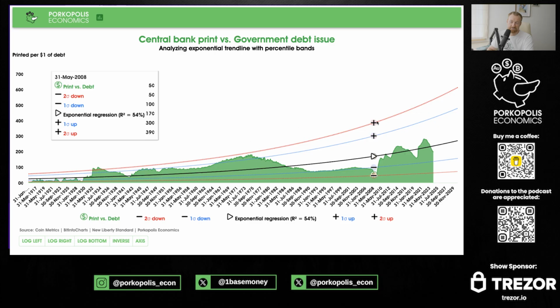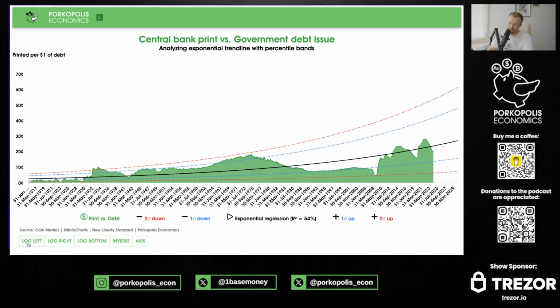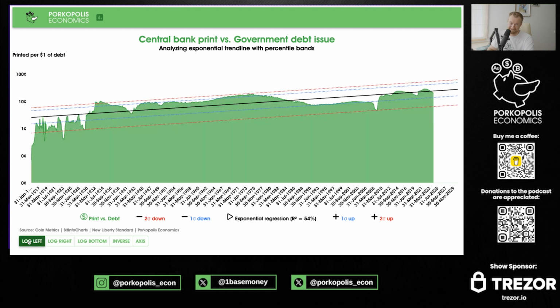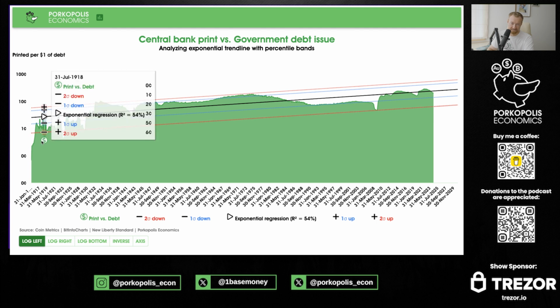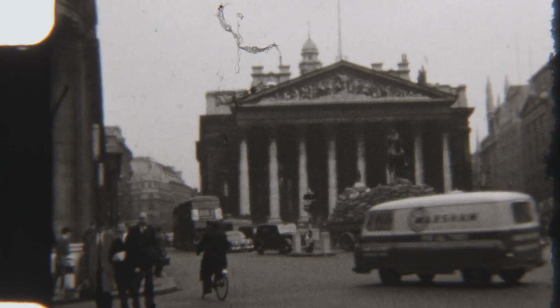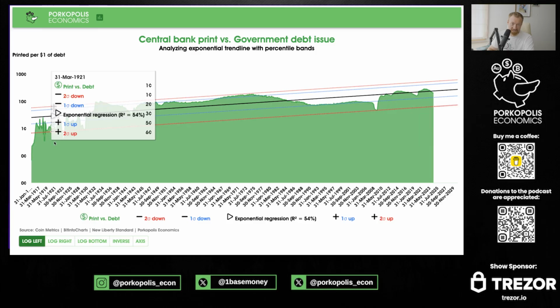Now, this is an exponential regression. So what does it mean? If we put this on log scale, log left-hand axis, this is going to turn into a straight line. So this can give us another perspective here as we finish off this video. The Federal Reserve was not involved with the United States Treasury. It was practice during the Roaring 20s. You can see here is just a couple cents on the dollar they owned of United States government debt.